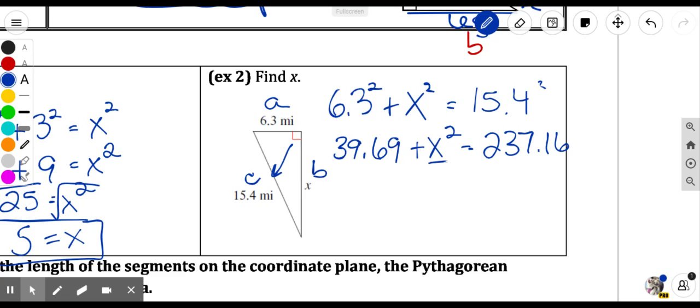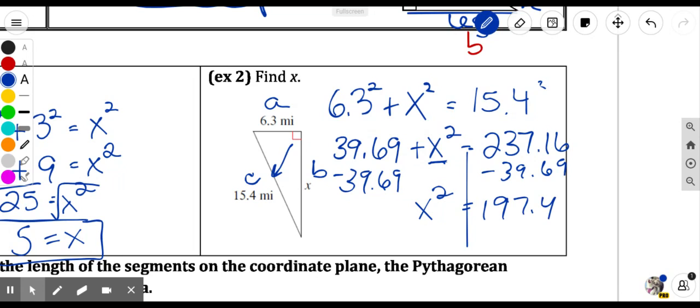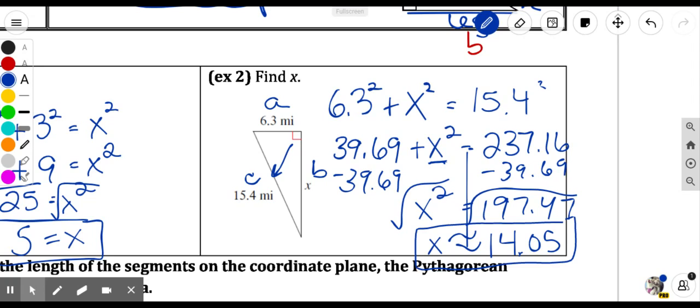Okay, so now our goal is to solve for x. We're trying to get that x squared term all by itself, so we have to move the 39.69 by subtracting. So I'm going to move that over to the other side. Okay, so now we're left with x squared equals, the difference of those is 197.47. And then again, our very last step is to take the square root of both sides. This one is not a whole number, so I'm going to put the approximation symbol. It's fine if you write equals, but it's technically approximately 14.05. Okay, so there's one of each example of Pythagorean theorem.